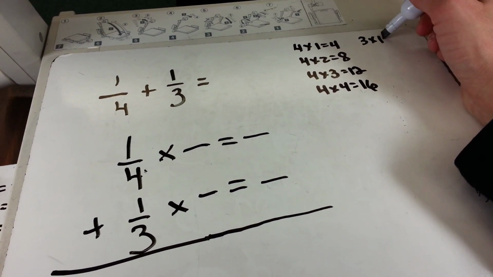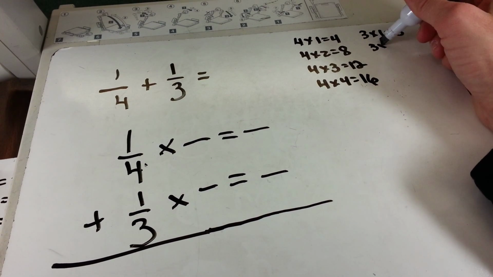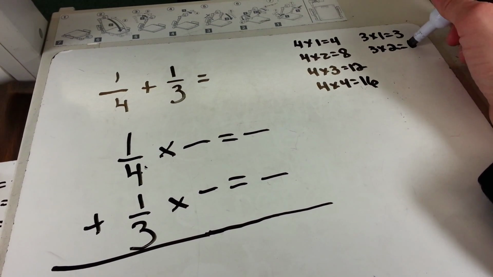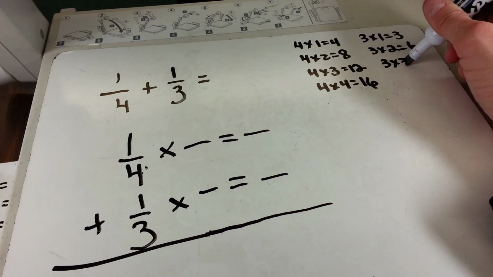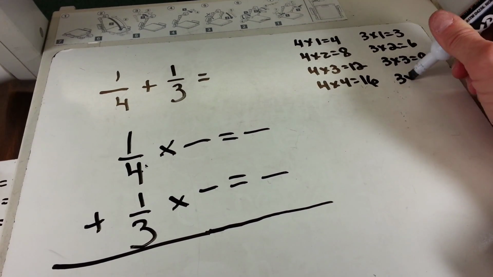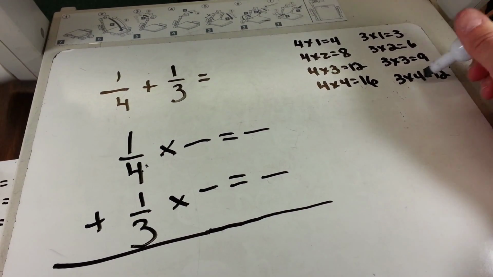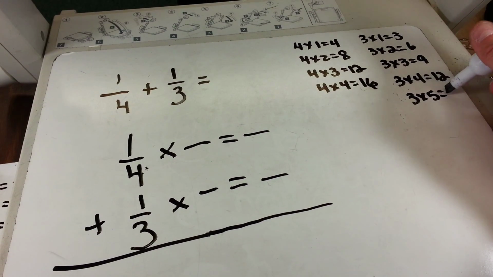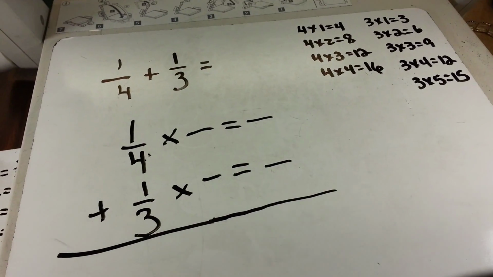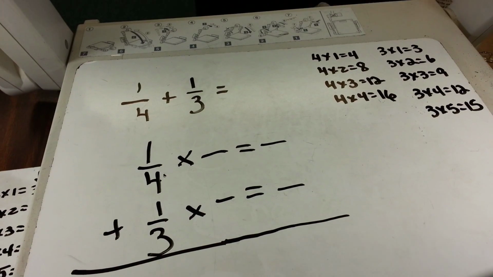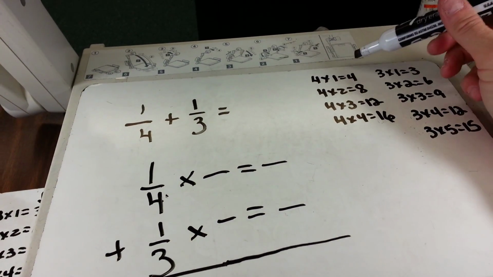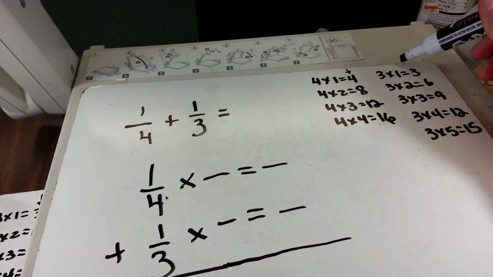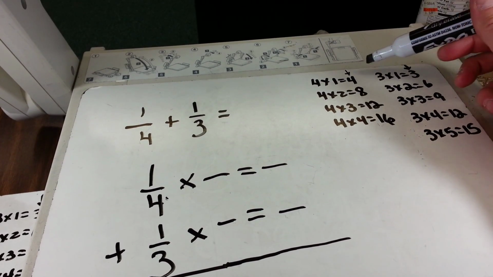3 times 1 equals 3. 3 times 2 equals 6. 3 times 3 equals 9. 3 times 4 equals 12. 3 times 5 equals 15. Then we can stop and see if there is a number in the answer of each section that is the same.